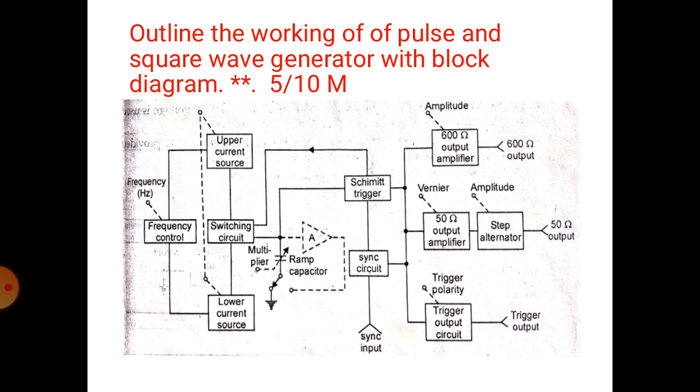The next question is: outline the working of pulse and square wave generator with block diagram. This is asked for 5 marks or 10 marks. It has been asked twice in the semester end exam. The various blocks of the pulse and square wave generator are frequency control, upper current source, lower current source, then switching circuit, then Schmitt trigger, then synchronous circuit, then output amplifiers, and trigger output circuit.